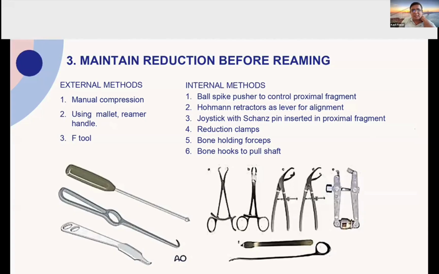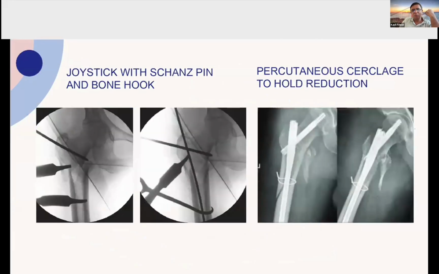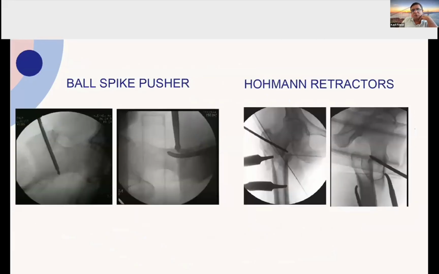So basically, a ball spike is a good instrument which can push the lateral wall or anterior wall down. The Homan's retractors are used through the blade side, where we can neutralize the flexion. And sometimes there is a lot of rotation, and there was a question how to neutralize that rotation. A joystick maneuver with a Schanz pin or a thick pin can rotate the externally rotated fragment. As we can see here, the ball point spike can compress the anterior fragment down. The joystick maneuver helps basically with rotation, and the Homans are used for pushing.